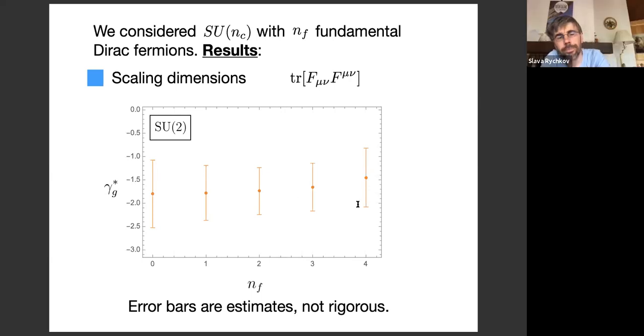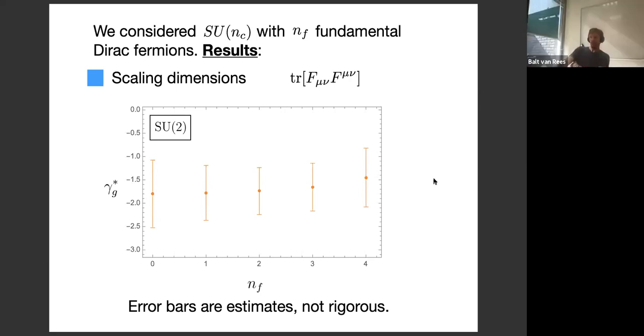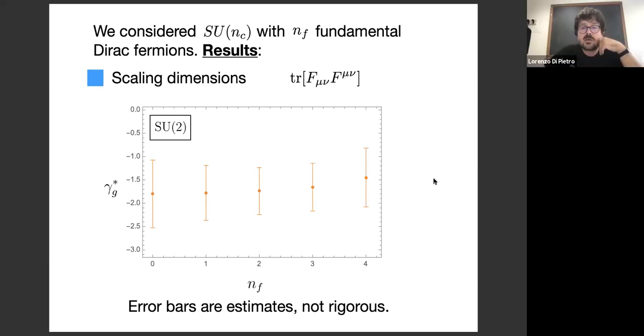Do you happen to have similar results for trace F cubed? Just to check that it remains irrelevant. Okay, so there are some results for one loop anomalous dimensions of dimension 6 irrelevant operators in Yang-Mills in 4 dimensions, but they're just one loop. At least that's what I found. It could be that there are more and I didn't find them.